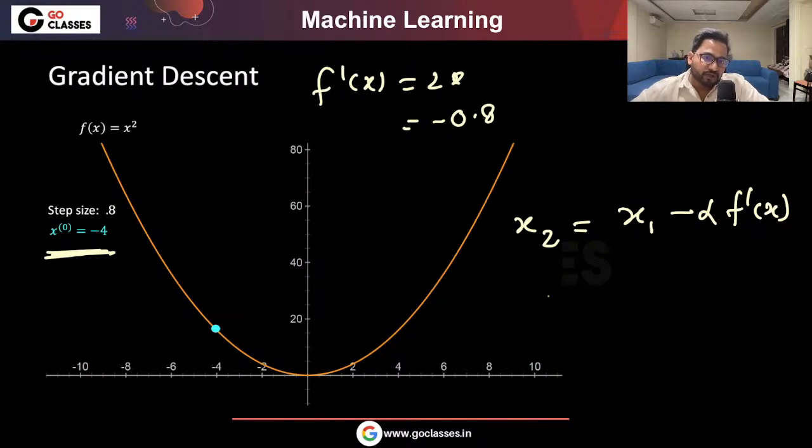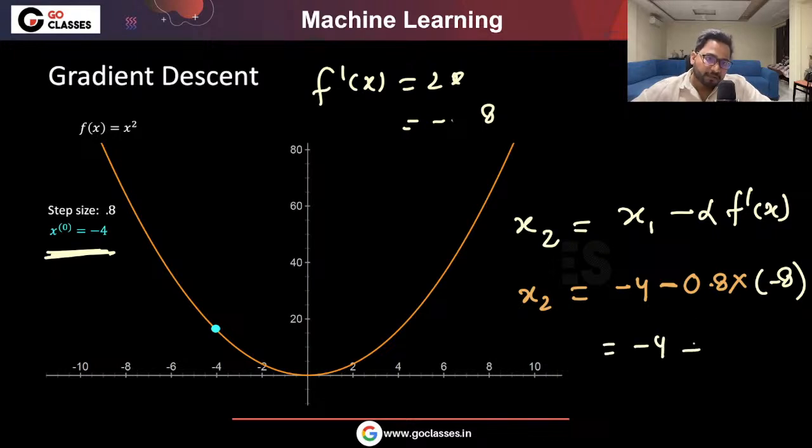So basically this x2 will be x1, which is minus 4, minus alpha, which is 0.8, and f dash x at that particular point is coming out to be, okay, this is not 0.8, this is just 8. f dash x is coming out to be minus 8, right? So into f dash x, which is minus 8. So basically minus 4 plus 0.64, minus 4.64, which means they are saying that you add something here, which means you go to the right. It is automatically saying go to the right.